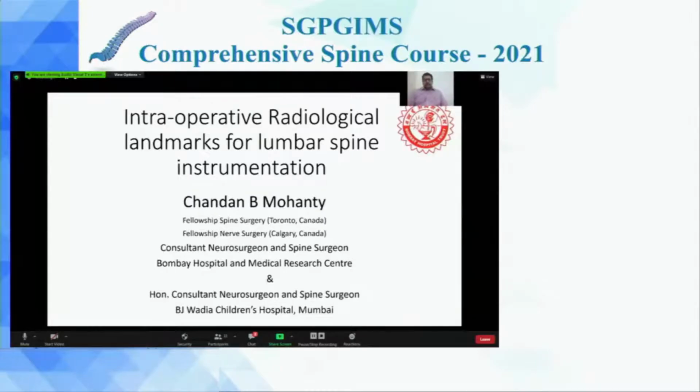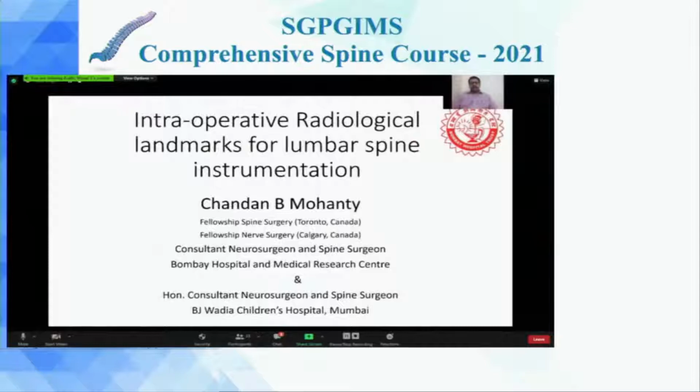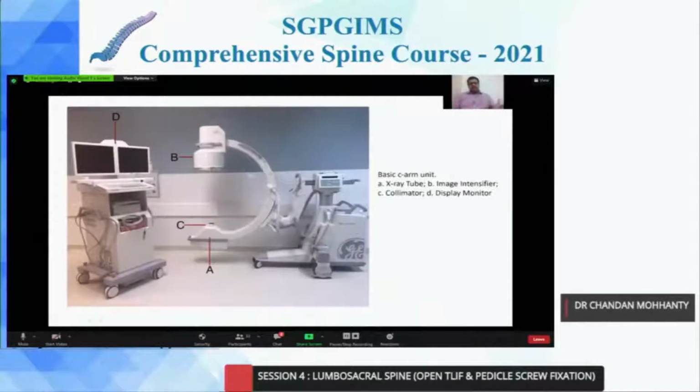So today I'll be talking about the intraoperative radiological landmarks for lumbar spine instrumentation. Before we start, we should know the type of instrument that we are dealing with. We have the X-ray tube on the lower half, the image intensifier on the upper half. The X-ray tube has a collimator which adjusts the beam of the X-ray, and we have a display monitor for this.